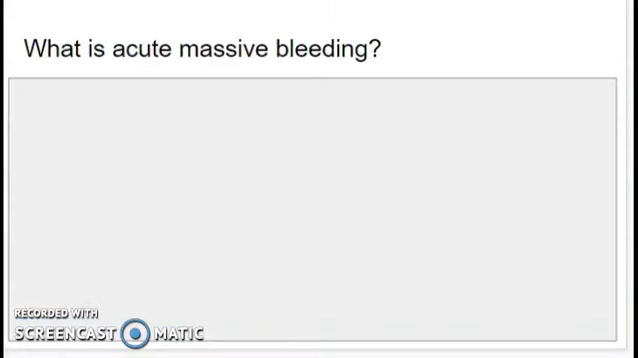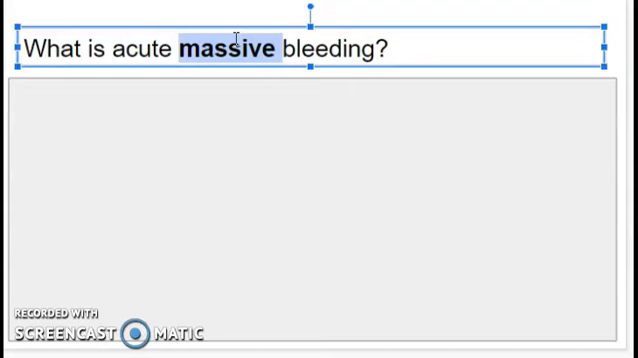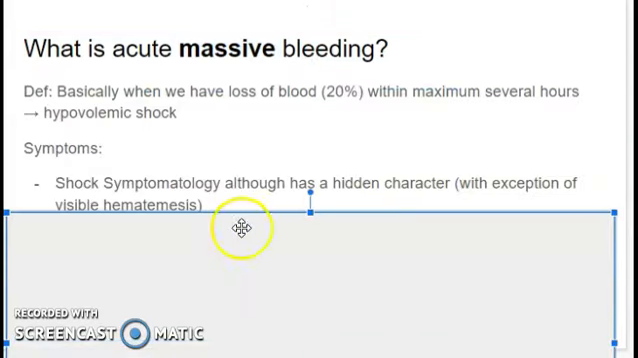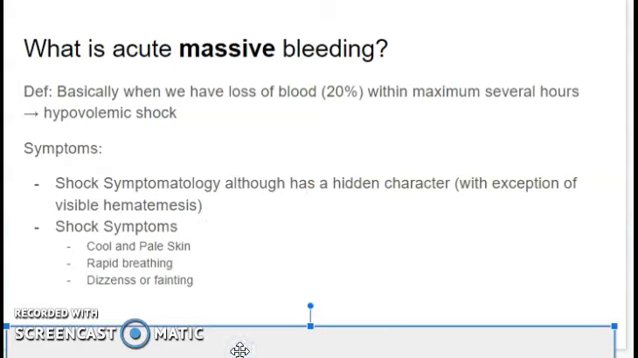But guys, what is acute massive bleeding? The main hint word over here is massive. Massive is really important because that will give you an idea that this can cause a lot of bleeding, and if this goes more than 20%, this can in fact lead to shock. Shock is a key word to say this. And there are different types of shock. There's distributive shock, there's neurogenic shock, there's anaphylactic shock, there's hypovolemic shock, and this one is called hypovolemic shock.